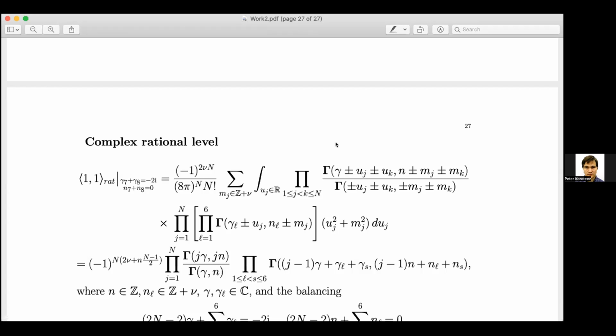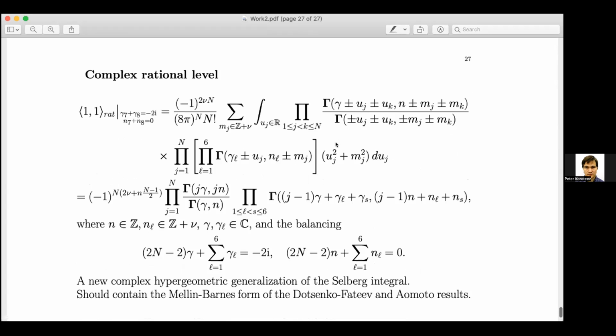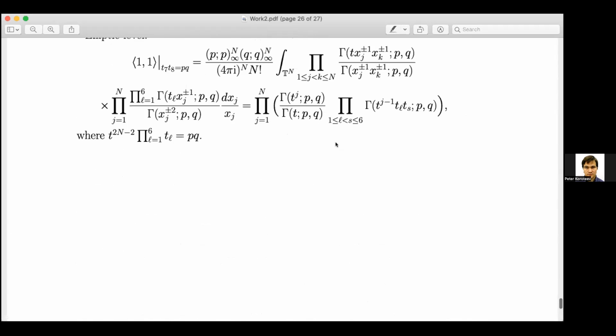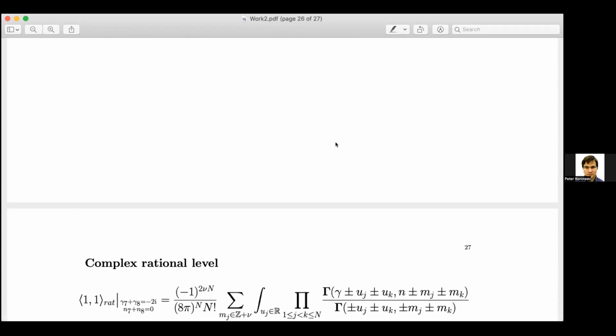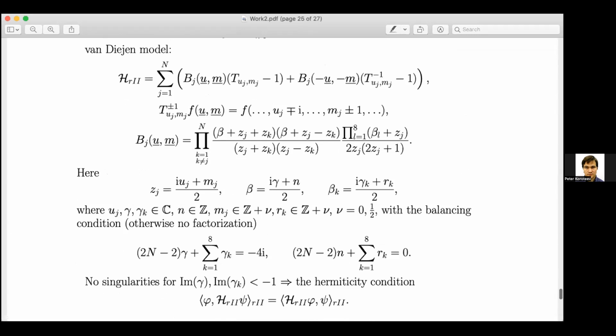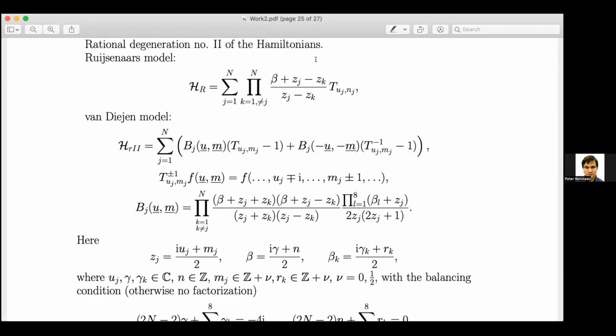Okay. Thank you. Then I know where to look. That was actually my question. But I have a second question. Could you show again just the Ruijsenaars, this complex rational Ruijsenaars? Do you see my screen? I see your screen. Yes. Here it is, this Hamiltonian, I guess. Yeah, sure.